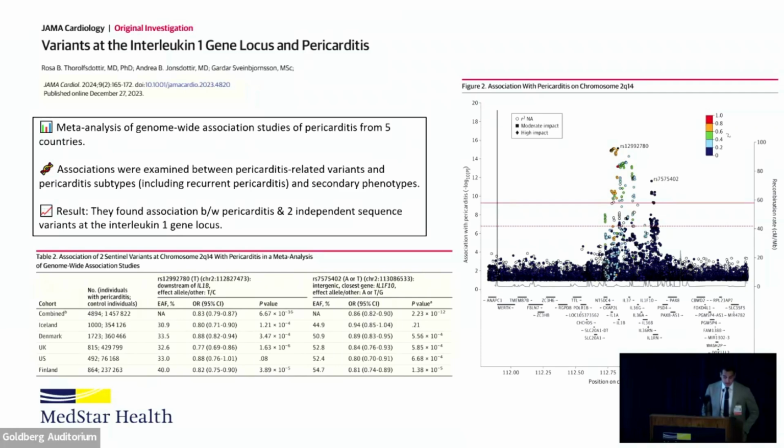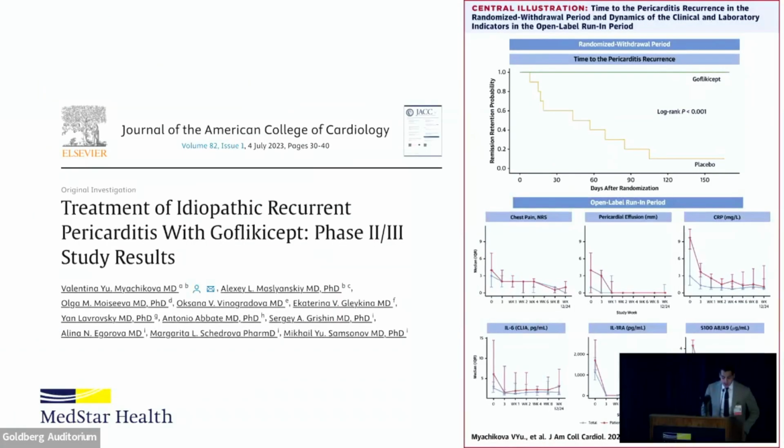This was a meta-analysis looking at 5 different countries where they really looked at the association between pericarditis-related variants and various subtypes, and they found that there were at least 2 independent sequences at the interleukin-1 gene locus. So I am getting some referrals from patients who have a pretty dense history of pericarditis in their family, and I am referring them to genetic testing as well. And as I was telling Dr. Welton, I may have caused a backlog with their geneticist with referrals to genetic testing, but really that is probably going to be the future.